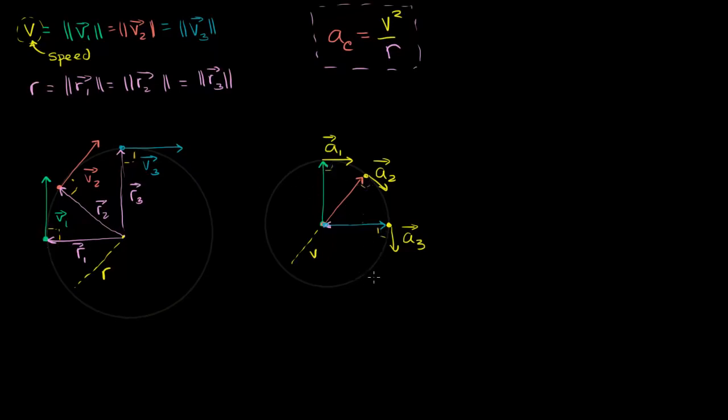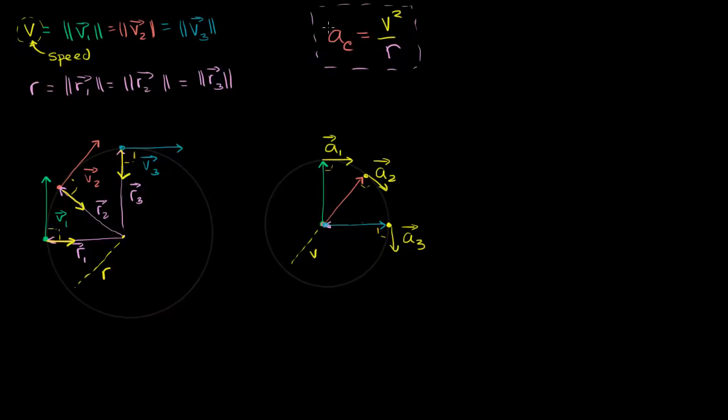And just going back to what we learned about the intuition of centripetal acceleration, if you look at A1 right over here and you translate this vector, it'll be going just like that. It is going towards the center. A2, once again, is going towards the center. A3, once again, if you translate that, is going towards the center. So all of these are center-seeking vectors. These are centripetal acceleration vectors right over here.